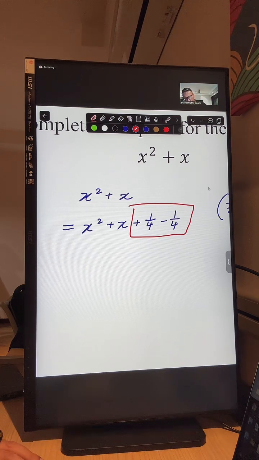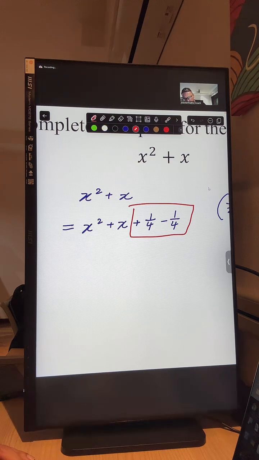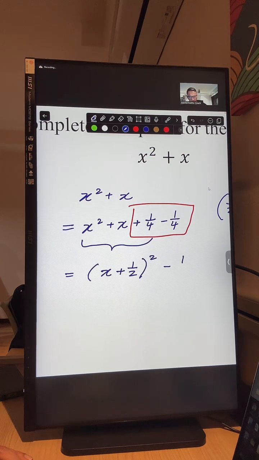We added the 1/4 here because we want to complete the square. And we can only complete the square when we have these three terms over here. Okay, x squared plus x plus 1/4. So, this will give me, again, let me put the braces here. This will give me x plus half bracket square minus 1/4. Can you all see that?